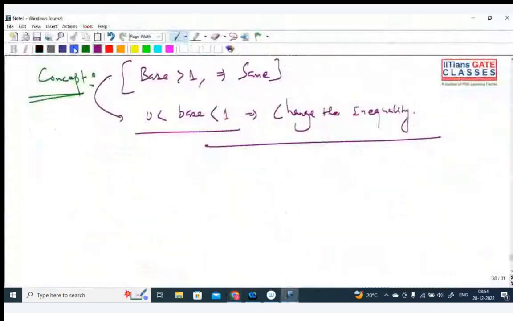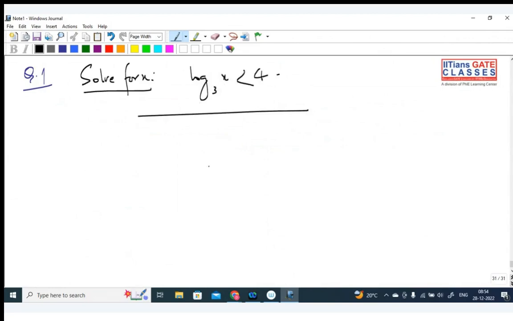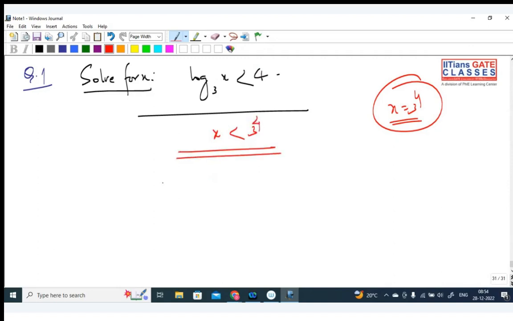I'll just take a few questions, not many. So solve for x: log x base 3, less than 4. You have to solve this quickly. What is the value of x here? I mean, you have to solve this inequality, right? You can write this as x equal to 3 raised to power 4. But what will be the inequality here? Can somebody tell me? The inequality is going to be the same. Why? Because the base is 3, which is greater than 1. So this is going to be the situation.